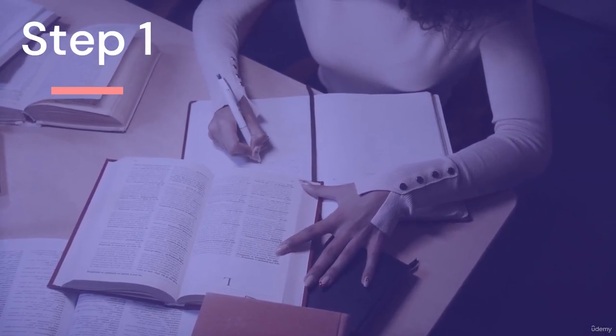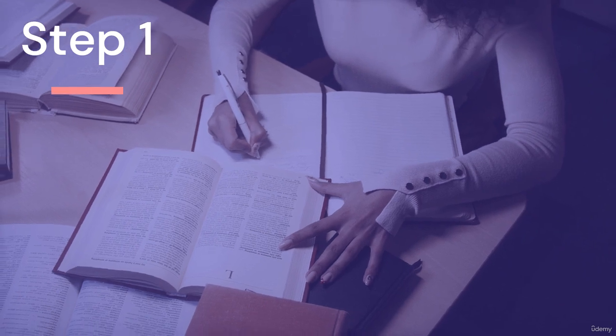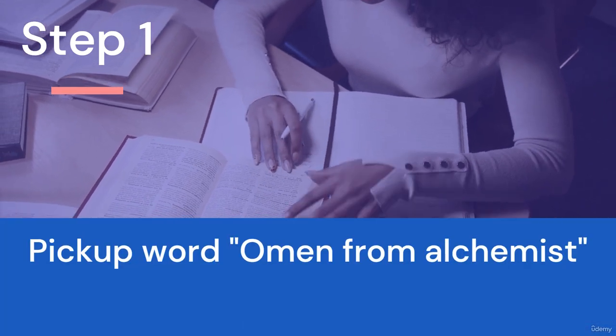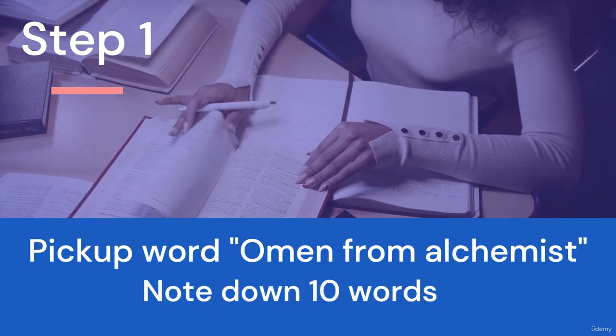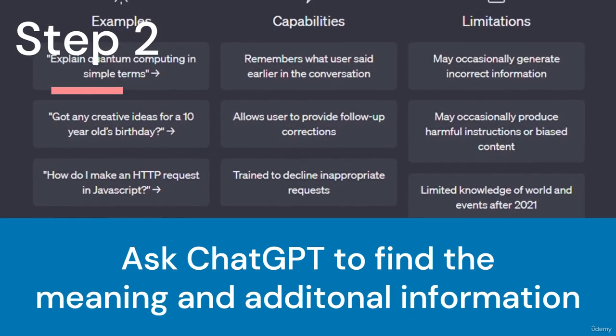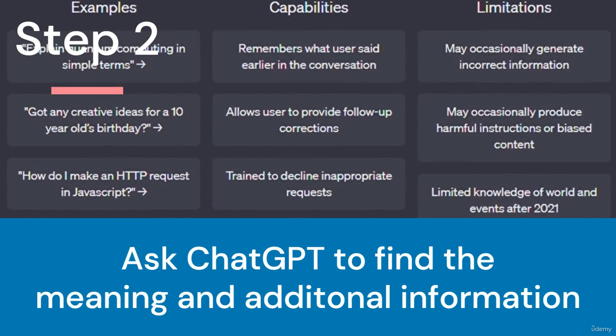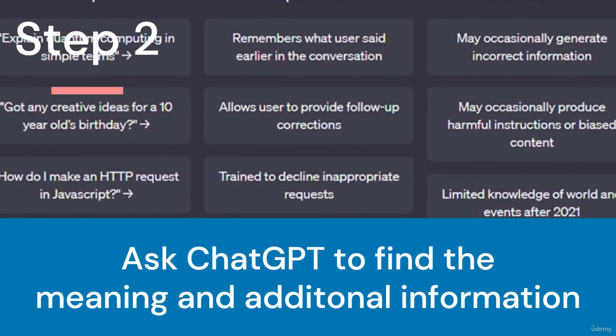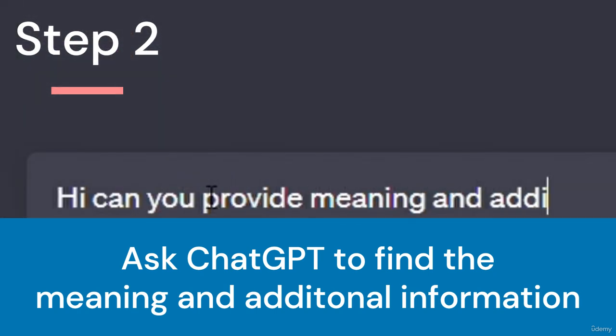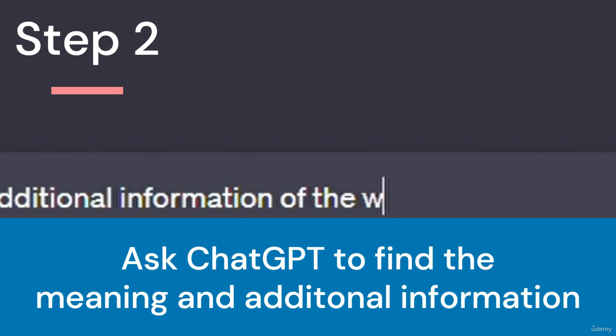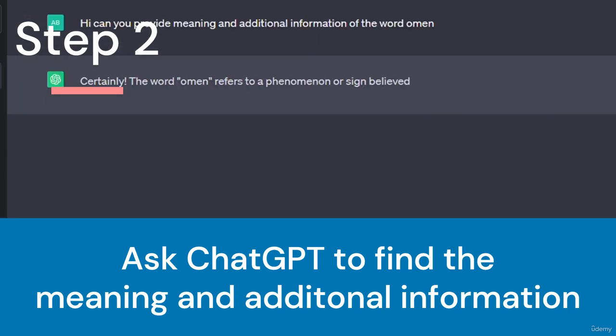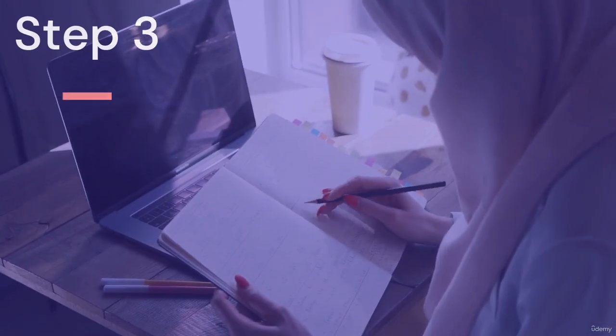In step 1, go through journals, newspapers, or books to find the words. For example, in this case, the word omen from the book The Alchemist is taken. Likewise, note down 10 words from your reading. In step 2, ask ChatGPT to find the meaning and additional information on the word using a prompt like, "Can you provide meaning and additional information of the word omen?"